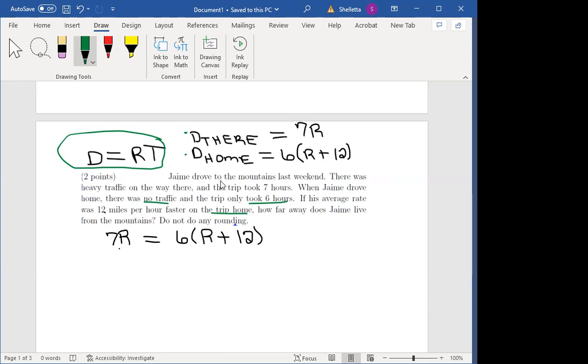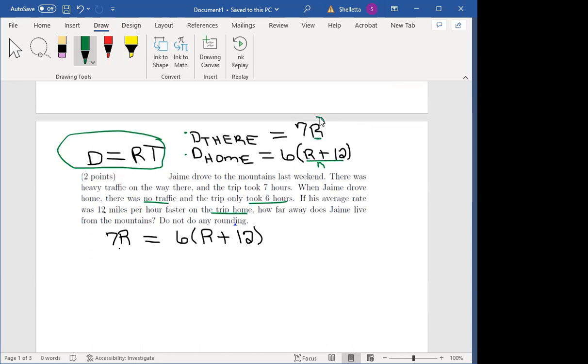On the way home, he drove 12 miles faster than the way there. So we took that rate that we used for the way there, and then we added 12 to it. Since his rate was a little bit faster, it was 12 miles faster. This is the rate for the route home, and the travel time for the route home was 6 hours. Now, the distance for both of these trips, there and home, was the same.